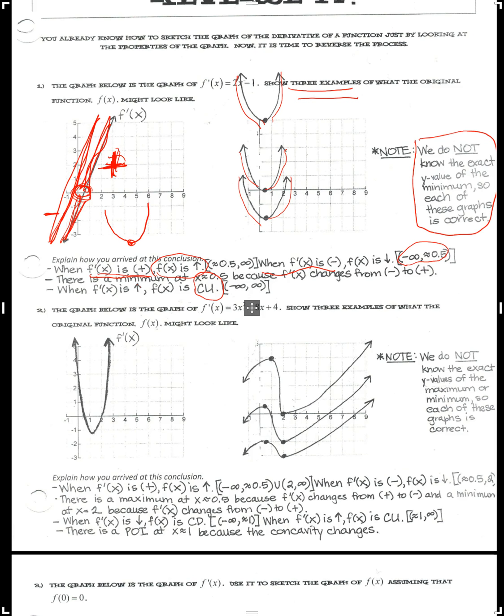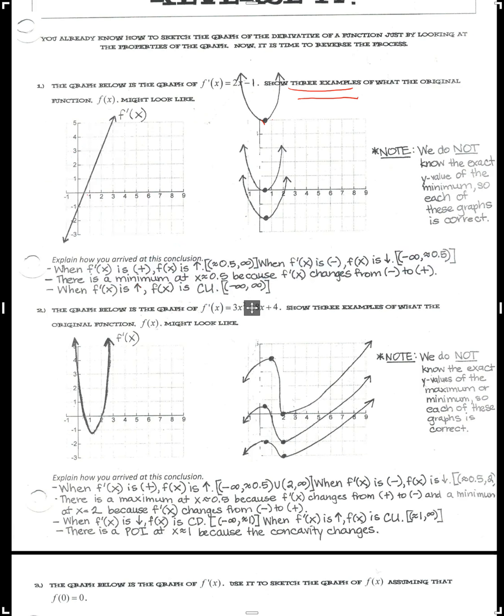And notice they all have the same shape of a parabola, which makes sense because, think about this, a parabola is the original function and its derivative would be a line. And so that would make sense that that would work. Okay, let's try another one. Let's say here's another graph, f prime of x, which happens to be a parabola. Show once again 3 examples of what the original function f of x might look like.